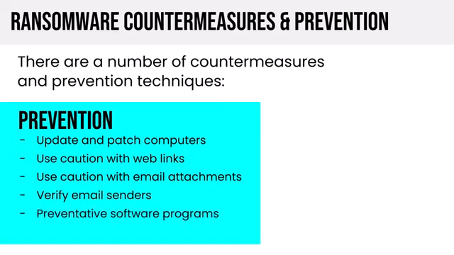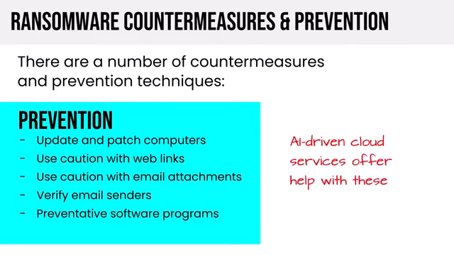Now, there are preventative software programs that give us protections at the email layer that will detonate email attachments, that will check web links to make sure they're not malicious before we are directed to that link. There are AI-driven cloud services that offer help with these. So you'll find endpoint-focused services, XDR, whether that's Microsoft 365 Defender or any of your third parties. You have email-based protections in services like Proofpoint or Microsoft Defender for Office 365 that give us those email protections with the detonation chamber to make sure that our web links and our attachments are safe.